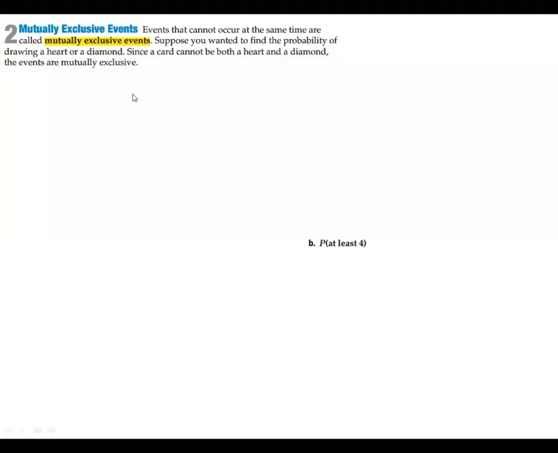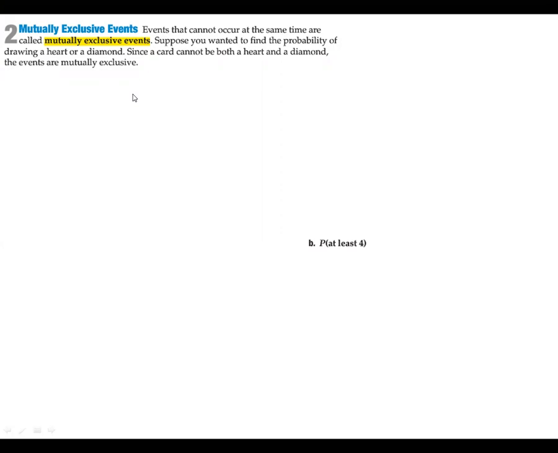All right, so now we want to talk about what are called mutually exclusive events. Events that cannot occur at the same time are called mutually exclusive events. Suppose you wanted to find the probability of drawing a heart or a diamond. Since a card can't be both a heart and a diamond, the events are mutually exclusive.